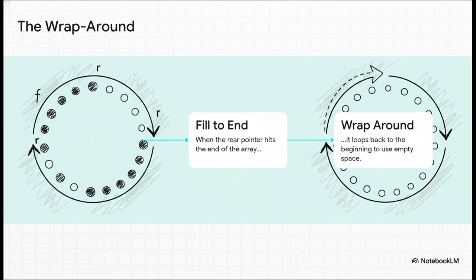The solution to this is actually pretty ingenious. Instead of treating the array like a straight line, we pretend it's a circle. We just keep track of 2 pointers, one for the front and one for the rear. And when that rear pointer hits the very end of the array, instead of stopping, it just wraps right back around to the start and starts filling in those empty spots we left behind.